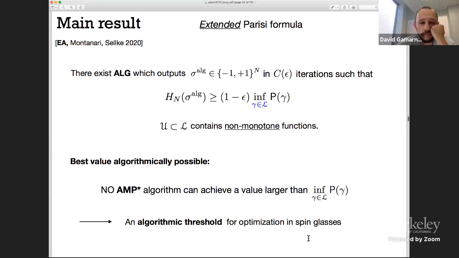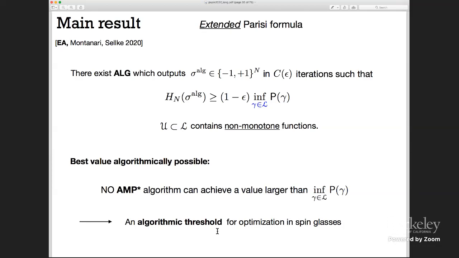Right. Okay, so not only does this algorithm achieve this value, but also this value is the best possible achievable by a class of what we call AMP algorithms. So this hints at an algorithmic threshold for optimization in spin glasses. There are many degrees of freedom in this class, and the best value that is achieved in this class is given by this number.